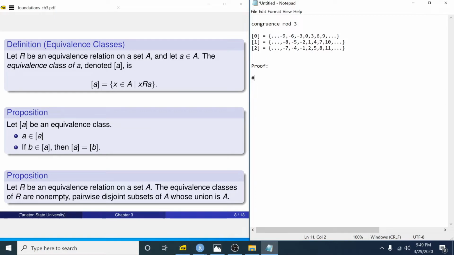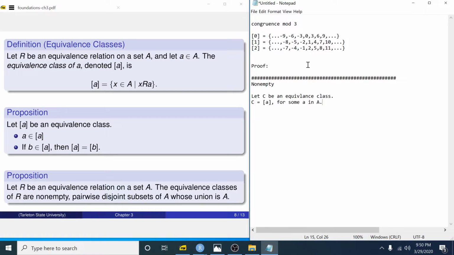Okay, so again, I'll break this proof into subparts. Let's do the non-empty first. So let's let C be an equivalence class. Right now you should imagine that C is a set, and that set is an equivalence class, like one of these sets up here. Now, if C is an equivalence class, then C must be equal to bracket A for some A in A.